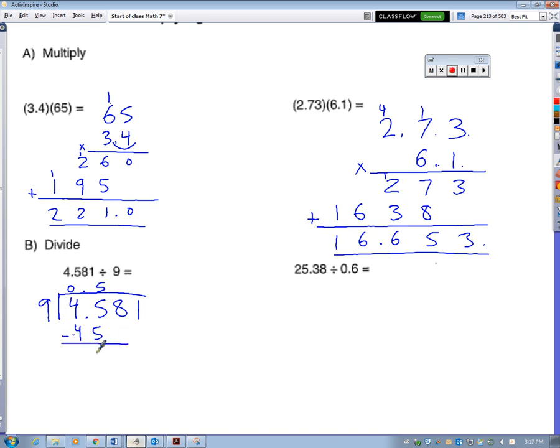45 minus 45 is 0. But wait, we're not done. We've got to keep going. We've got this 8 up here we have to deal with. Let's drop the 8 down. Does 9 go into 8? No, it doesn't. So let's put a 0 up there. 9 times 0 is 0. So we've still got an 8. Let's drop down our 1. 9 goes into 81 9 times. So there is our answer, 0.509.